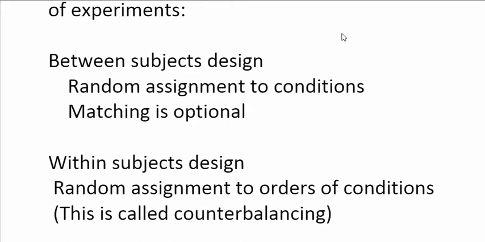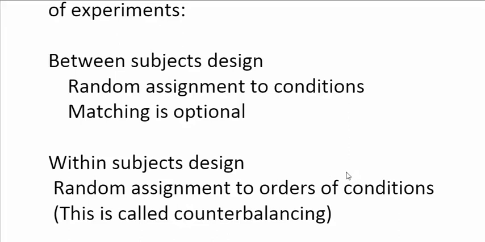In a between subjects design, the researcher randomly assigns participants to separate groups, and then each group goes into their assigned condition, and that's it. And in a within subjects design, the researcher randomly assigns the participants to separate groups, and each group actually follows a certain order of conditions. So each group goes through all of the conditions, but the groups follow different orders. So that's why I said random assignment to orders of conditions for within subjects design.